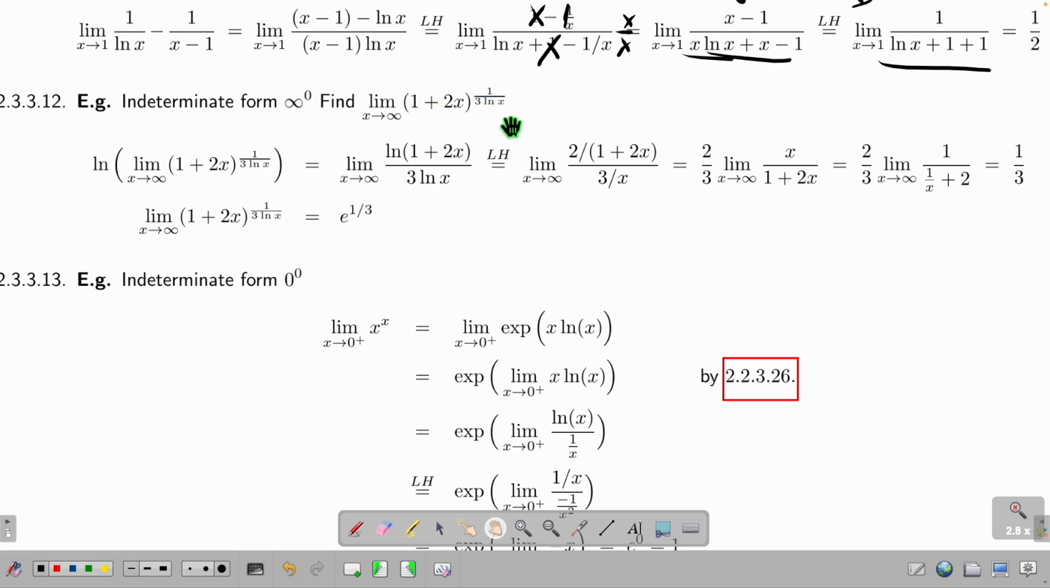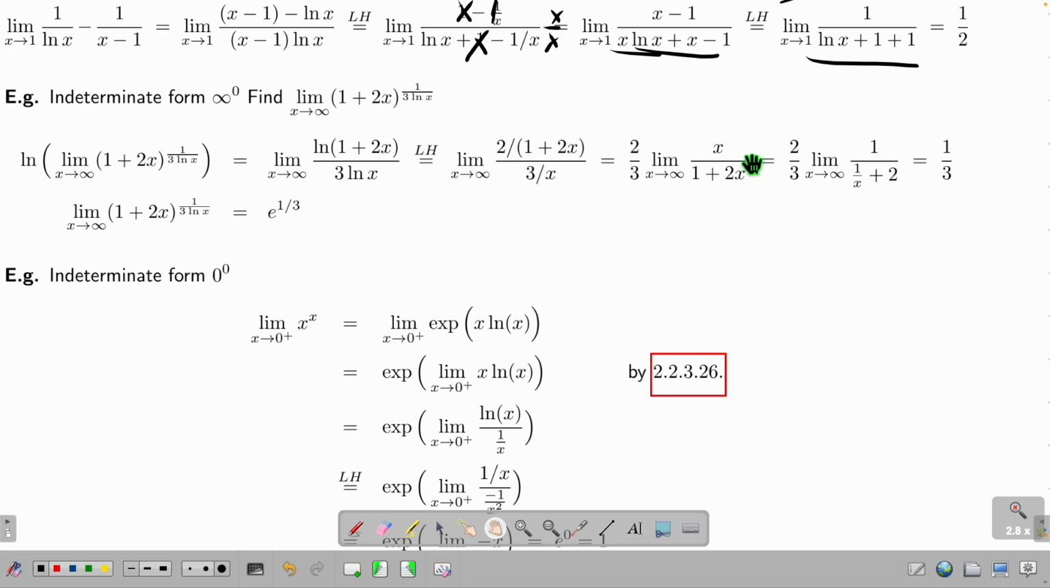And then similarly, let's say I want to do this: 1 plus 2x, and then the power is 1 over 3 log x. So first thing to do is, we don't want to deal with the power. We always take a log, so we first take a log. Log and limit, you can swap their order. Put it inside and put it outside. Then now I have this thing. This is after the log. Then what? Something infinity divided by something infinity. Take the derivative again. Simplify, 2, 3 come out and have this.